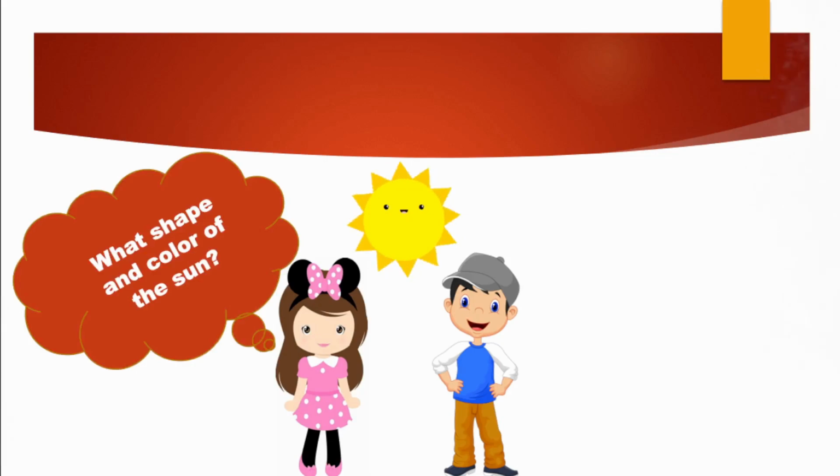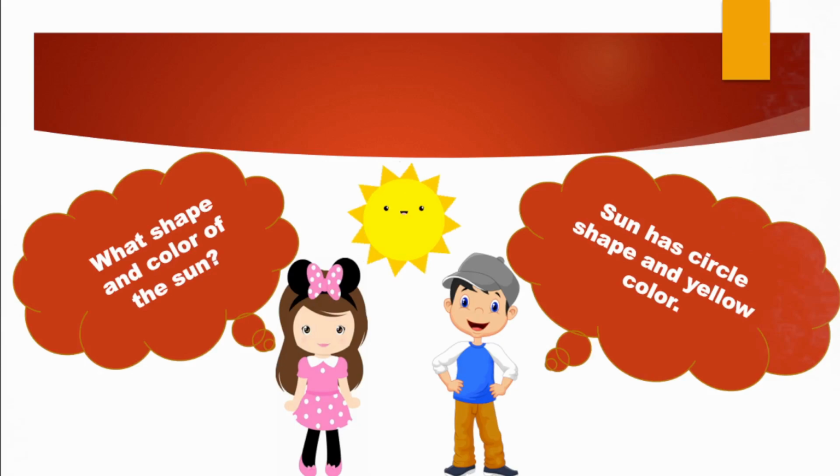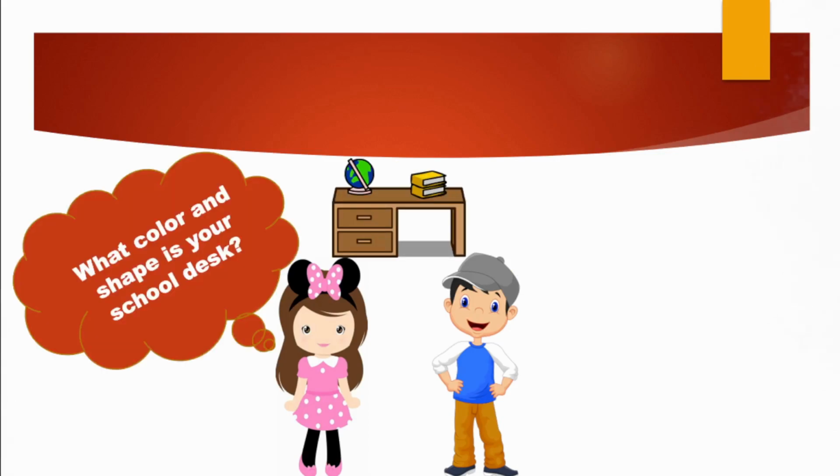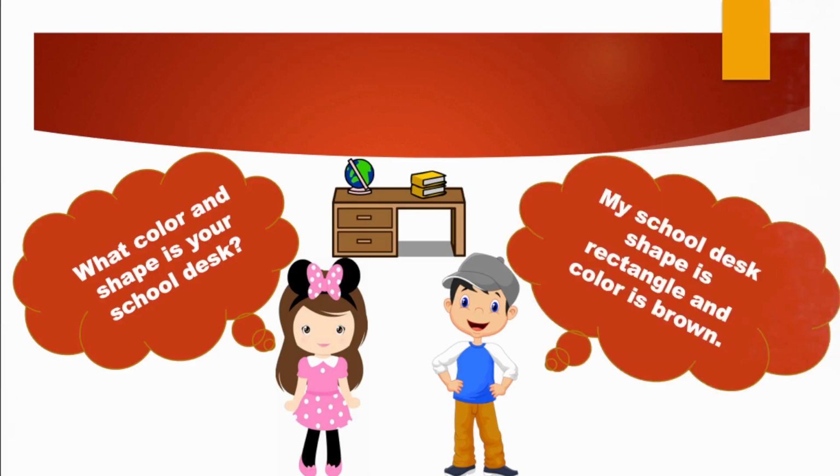What shape and color of the sun? Sun has circle shape and yellow color. What color and shape is your school desk? My school desk shape is rectangle and color is brown.